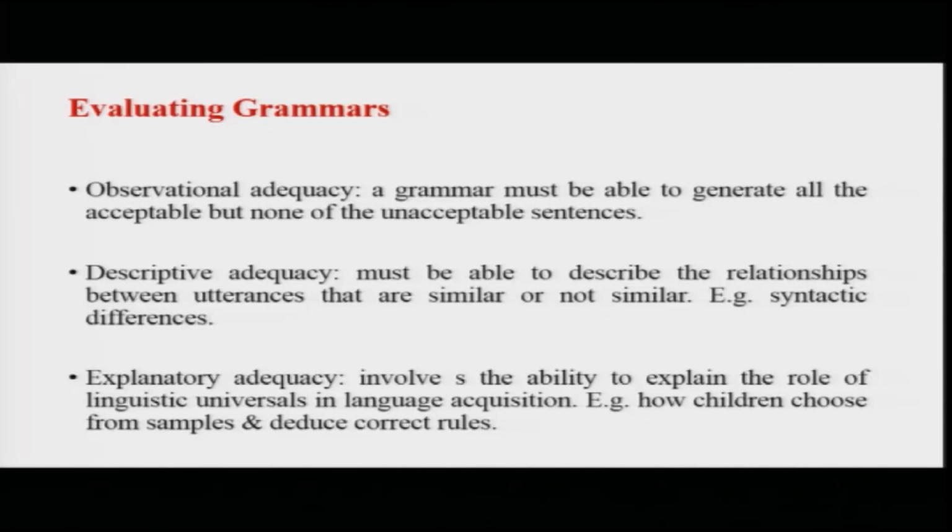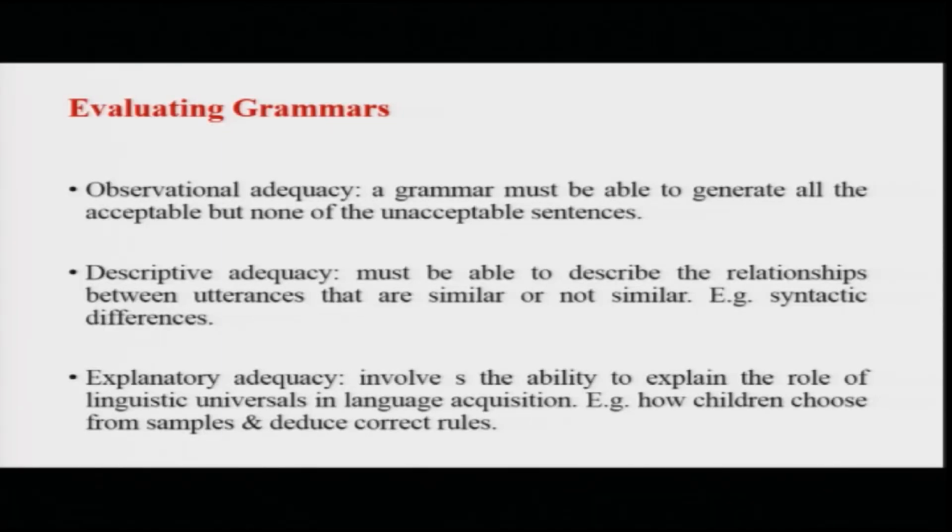The other thing is descriptive adequacy. Suppose there are these different utterances, sentences, words, phrases, clauses. They might be similar, they might not be similar. A particular grammar should be able to describe the relationship between utterances that are similar, or the differences between utterances that are not similar. Syntactic differences. This is subject, object, verb. This is subject, verb, object. These kinds of things. So the grammar should be able to tell by its rules whether these two structures are similar, and if similar, in what manner. If dissimilar, again in what manner. If a grammar is able to do that, it is said to be descriptively adequate.